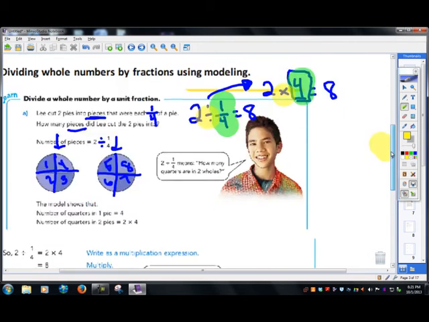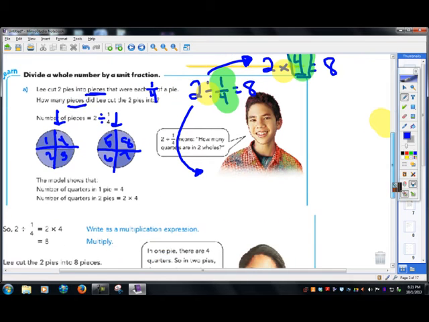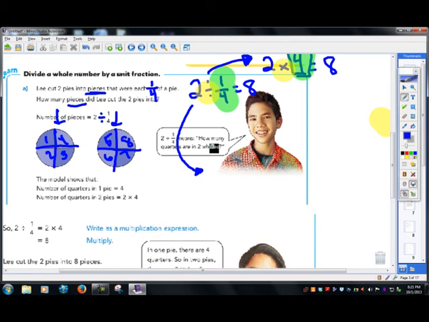Now, one more thing real quick here. I got to say this. I want you to please write this. This problem right here, 2 divided by 1/4. I want you guys to always get in the habit of always asking this question when you do these problems.